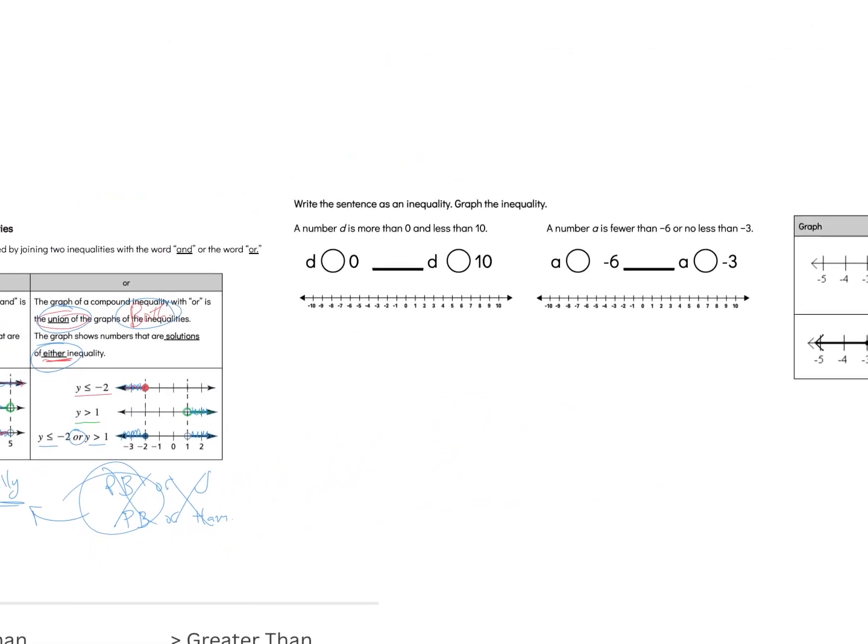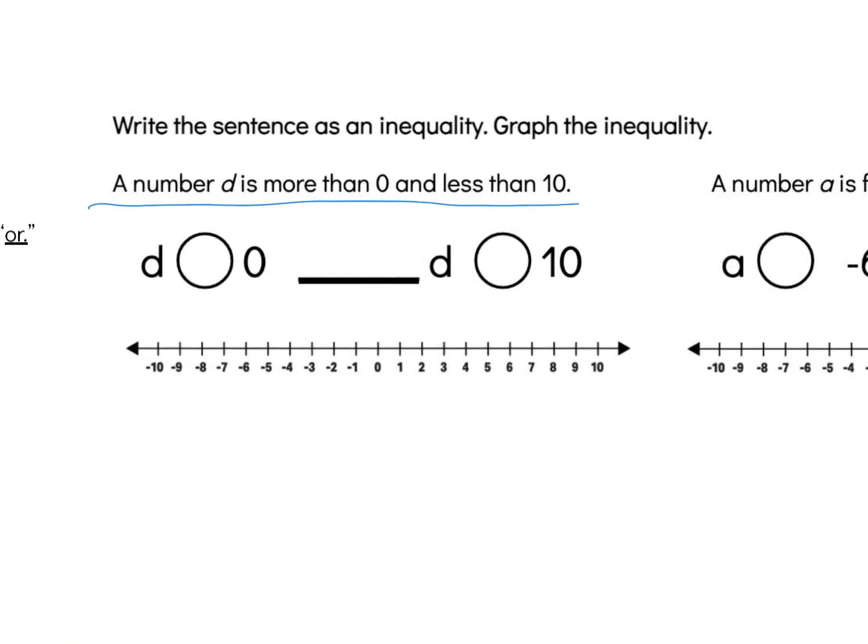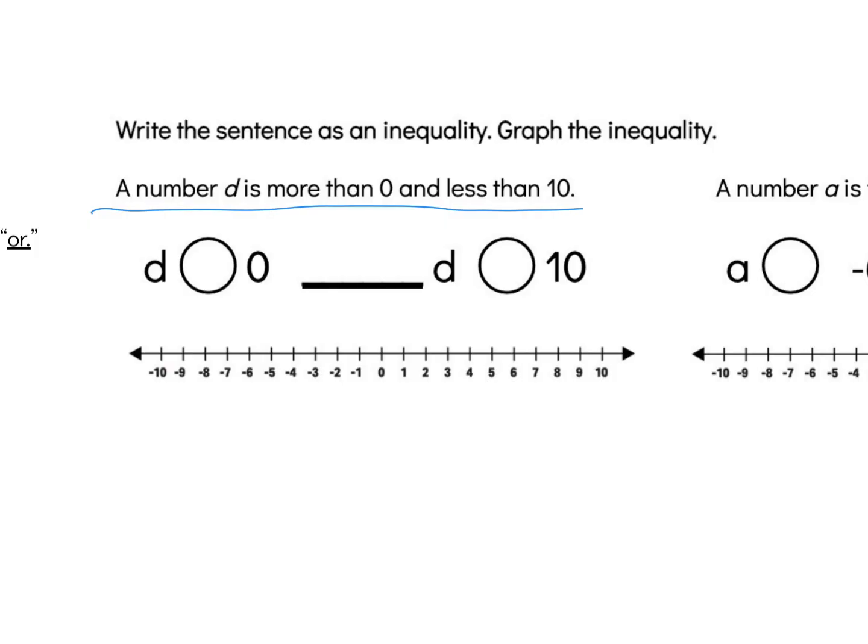Now, let's kind of check some stuff out here. We're going to write a sentence as an inequality and graph it. Well, here's actually the sentence. I said we're going to write a sentence. No, we're going to write the sentence. A number D is more than.